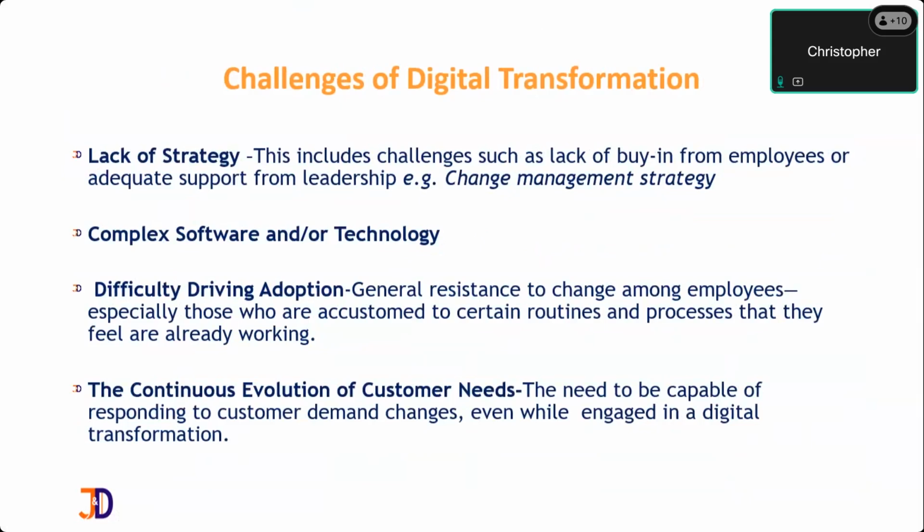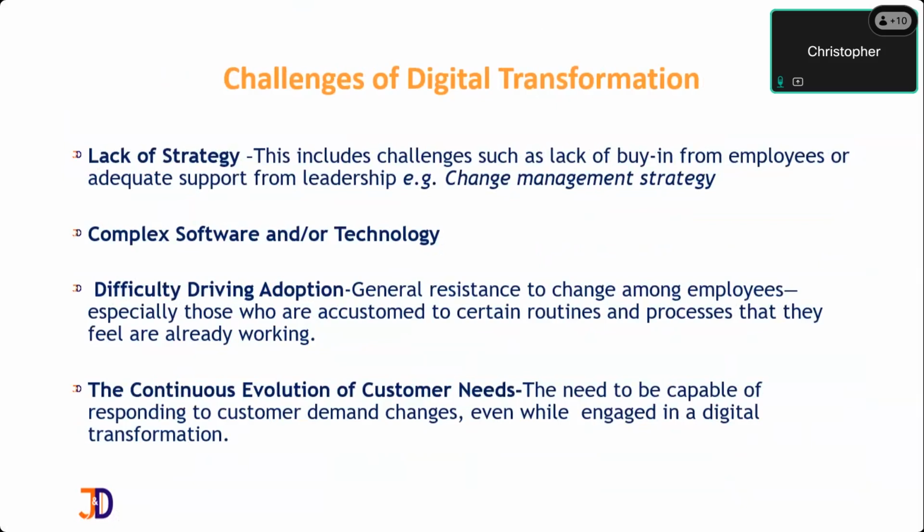We have also complex software or technology. Remember, technology sometimes comes with a lot of jargon, and it might be very new to some of the people. So it might be very hard to adapt to this particular technological environment that you are bringing in. This might be a very big issue because the employees do not understand the technology, they do not have the skills and knowledge of technology.